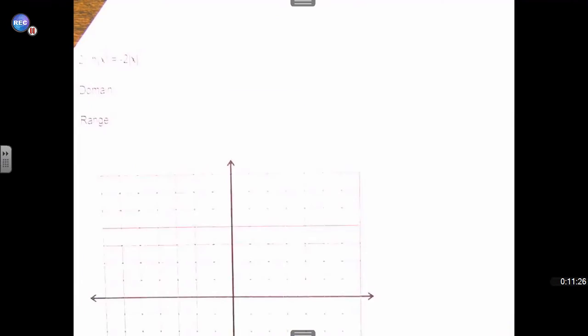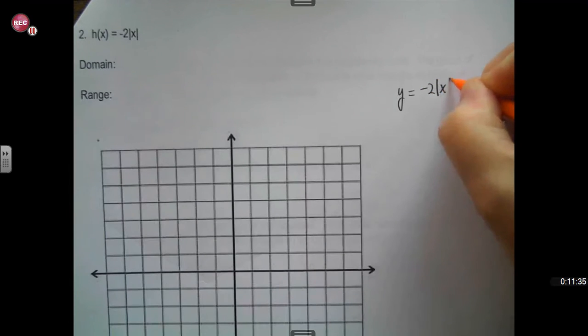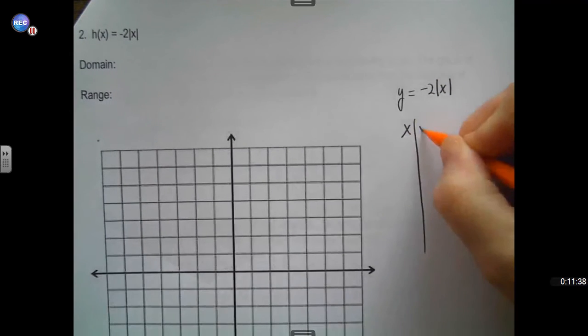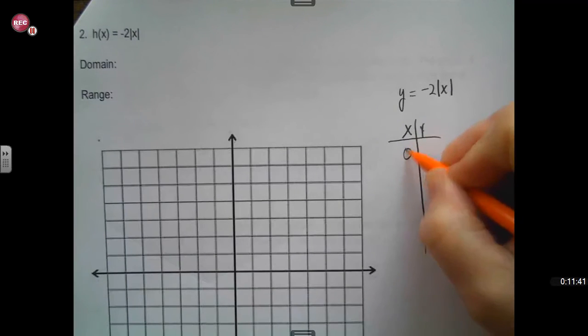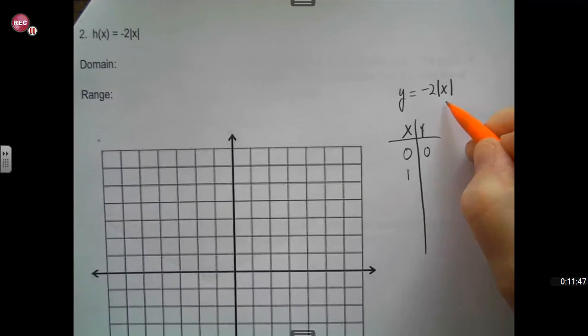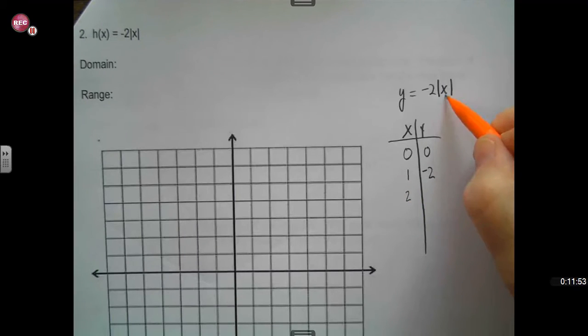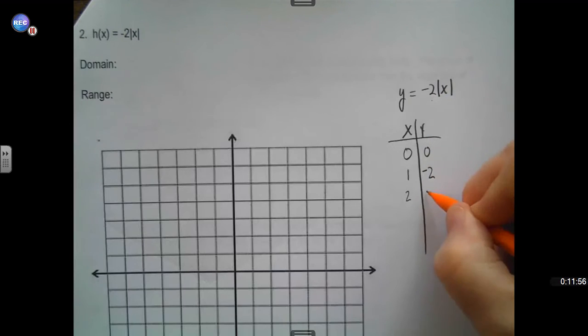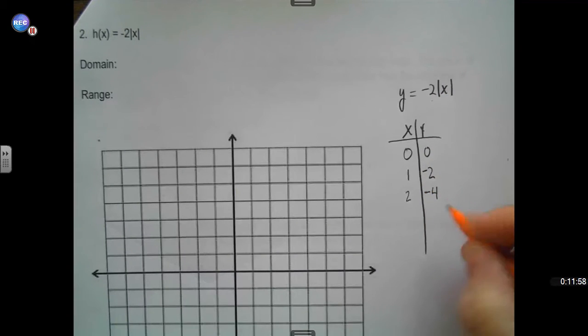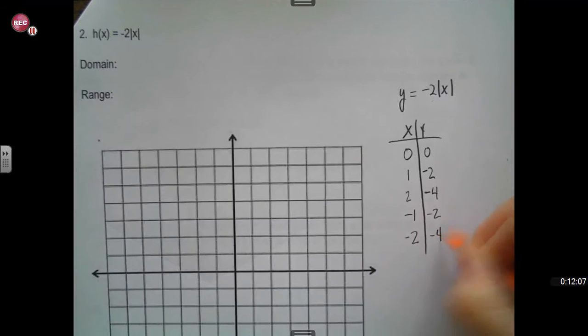We're going to go to h of x, or y equals -2 times the absolute value of x. Okay. So again, I'm going to plug in some values. If I plug in 0, I get 0. If I plug in 1, the absolute value of 1 is 1, times -2 is -2. If I plug in 2, the absolute value of 2 is 2, times -2 is -4. If I plug in -1, I get the same thing, -2. If I plug in -2, because of that axis of symmetry, I get -4.